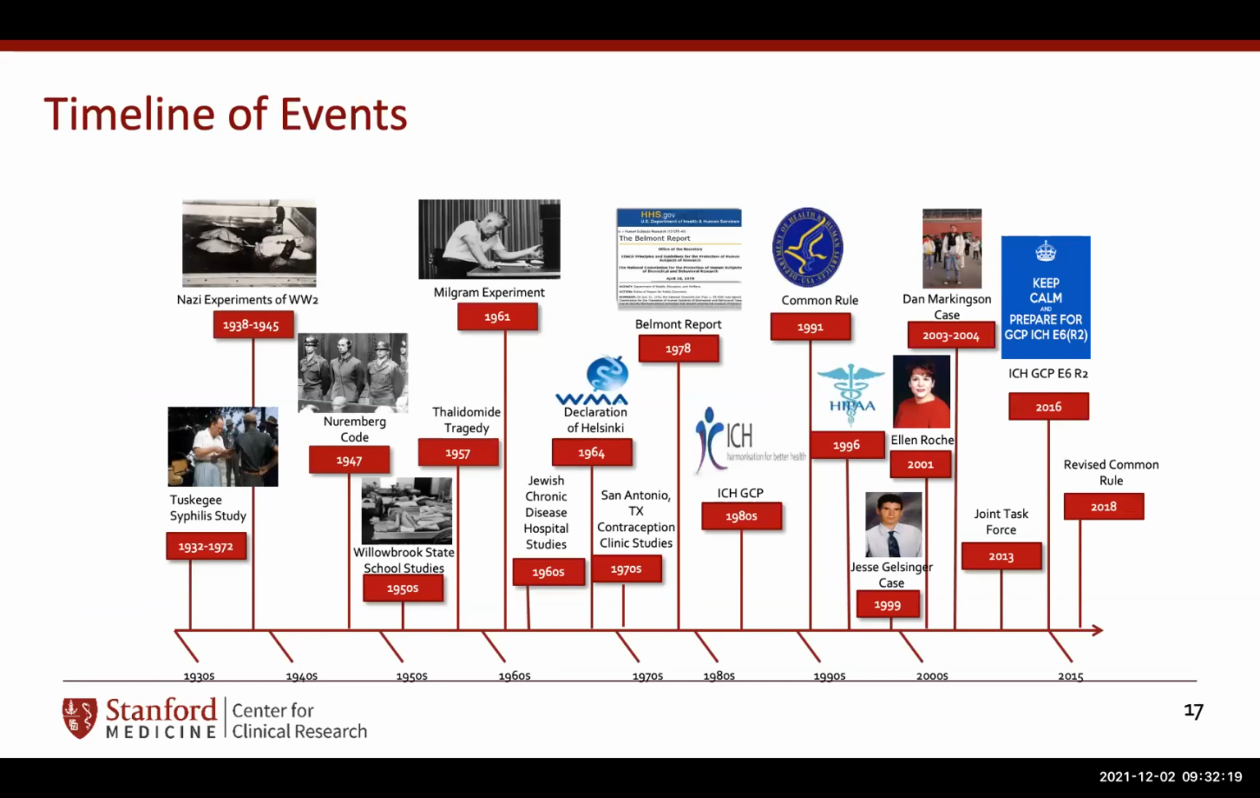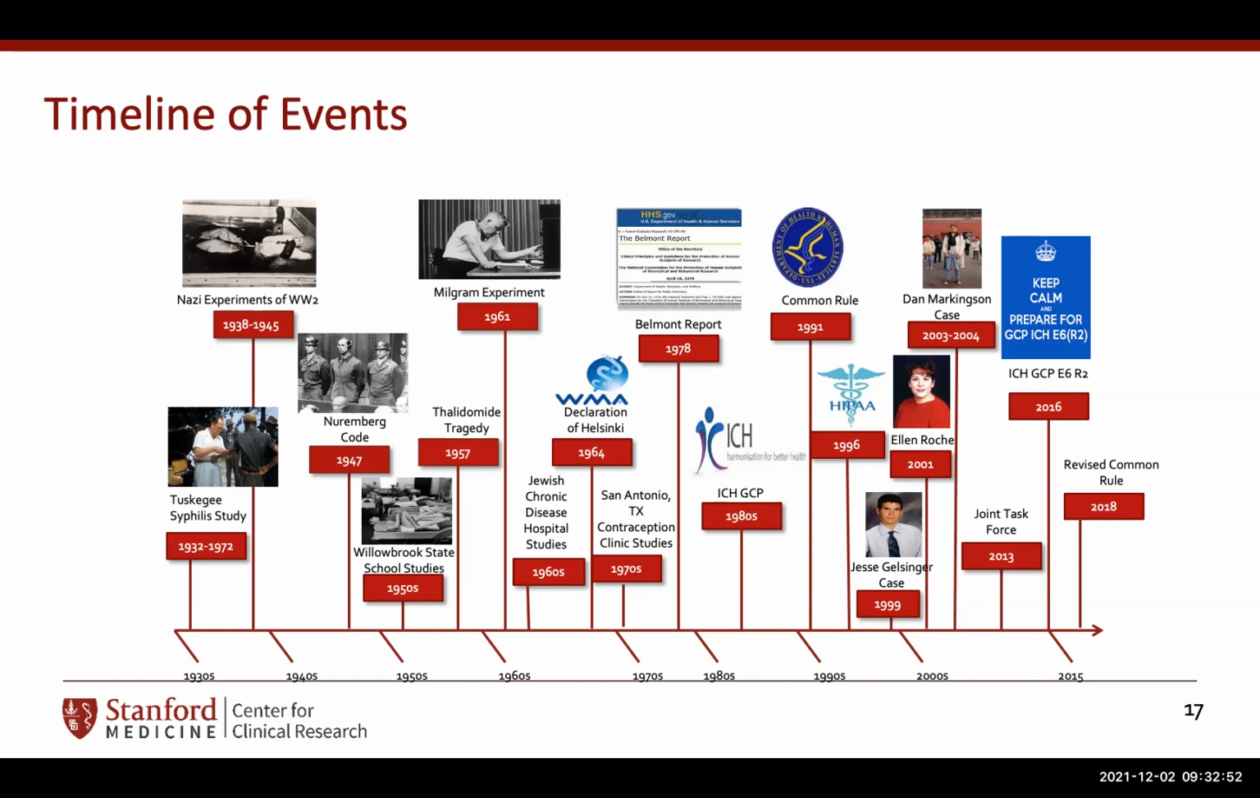So here's the timeline that I'm going to more or less go over with you today. Again, this is adapted from the consent lecture with a few other new historical examples that I'm going to go over, including the Willowbrook State School Studies, the Jewish Chronic Disease Hospital Studies, San Antonio, Texas Contraception Clinic Studies, and I'll go over a couple more of these, like the Tuskegee syphilis study. We talked a little bit about the experiments during World War II.